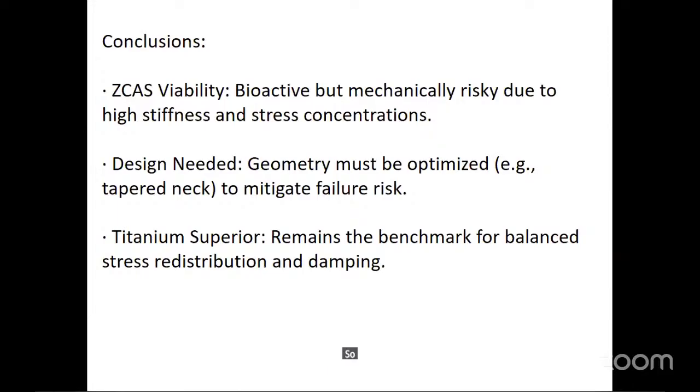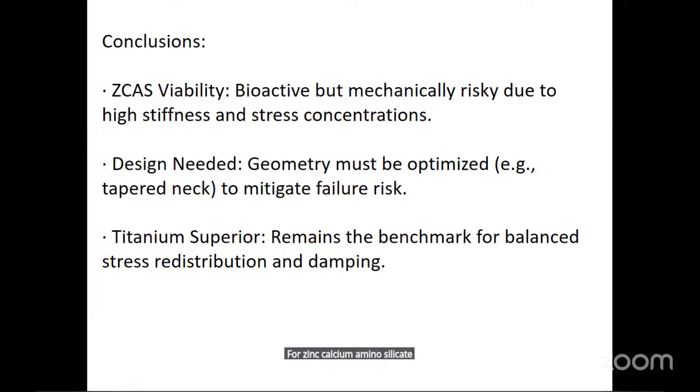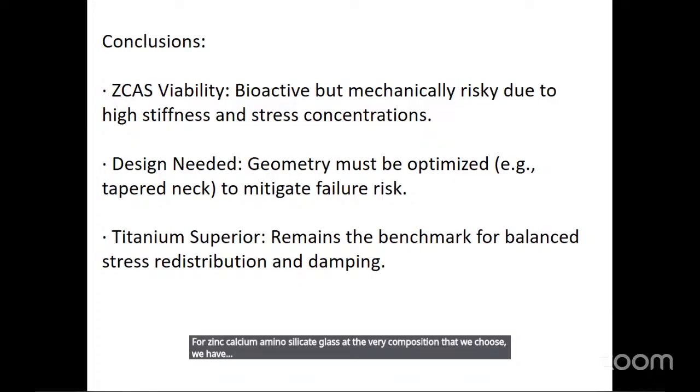So in conclusion, I would like to just frame the conclusion myself. It shows that the composition we chose based on the literature for zinc calcium aluminosilicate glass, from Umar et al. 2009, with 42% silica, 18% aluminium, 30% calcium, and 10% zinc, is not suitable for dental implant. Whereas we can temper with this very composition by increasing the aluminium percentage.